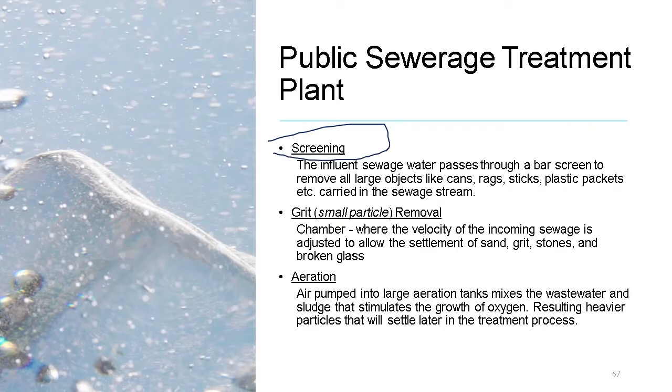The first step is screening ataupun filtration tadi. The influent sewage water passes through a bar screen to remove all large objects like cans, rags, stick, plastic packet. Apa-apa je yang termasuk yang besar yang dia boleh screen, dia akan screen dulu. Then grit, which is the small particle removal, the next filtration system. There's a chamber, maksudnya ada area ruang where the velocity of the incoming sewage is adjusted to allow the settlement of sand, grit, stones and broken glass, benda-benda yang kecil.